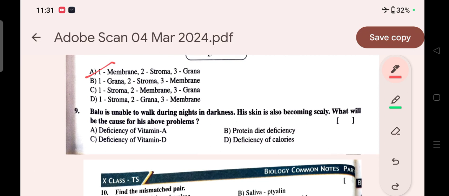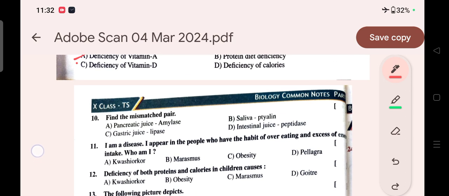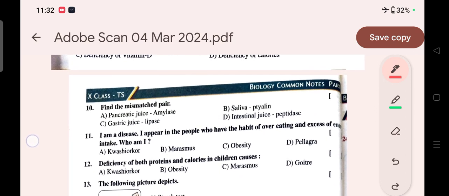Balu is unable to walk during the night in the darkness. His skin is also becoming scaly. What will be the cause for his above problem? Night darkness means Vitamin A. Option A is the correct. Vitamin A, during the night time darkness, blindness. Option is the correct.